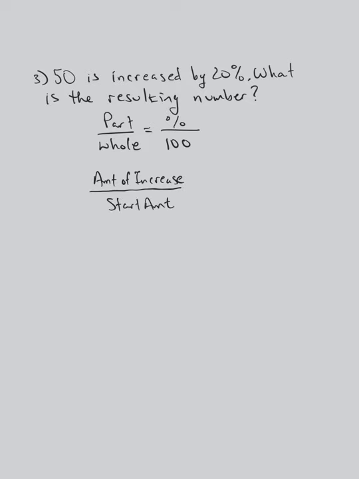This leads to a very common type of application problem. So the amount of increase over the starting amount is equal to the percent out of 100. Okay, so the starting amount is 50, and we increased it by 20%. So we have 20 over 100. So the only thing left here is the amount of increase, and that's important. So we'll use it for x, but just remember the x is the amount of increase. The answer to this problem actually won't end up being x, and I'll point that out in a minute.